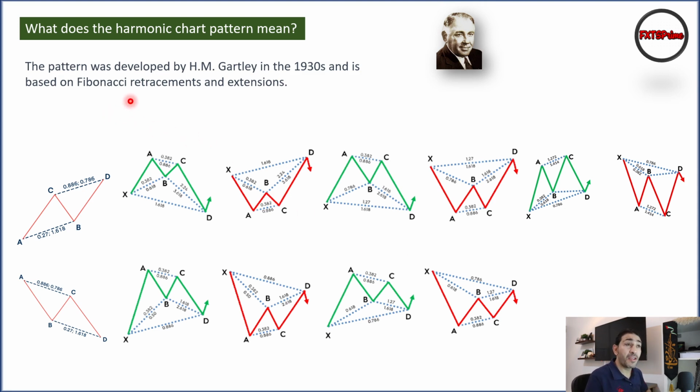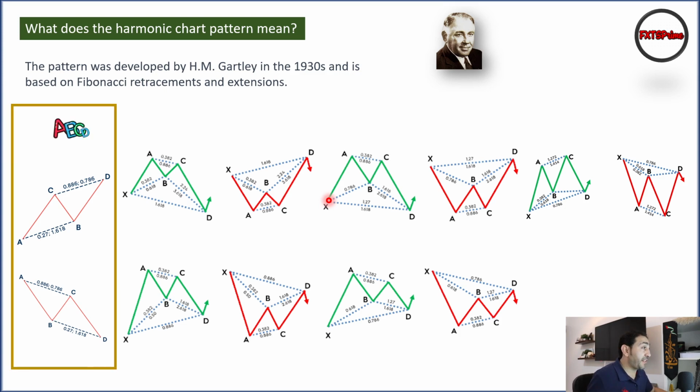In other words, he used Fibonacci retracement and extension to study the market and the movement of prices. Based on that, he created patterns which were found repeated several times and found successful for traders. He came up with those patterns, almost five or six of them, and started to name them.